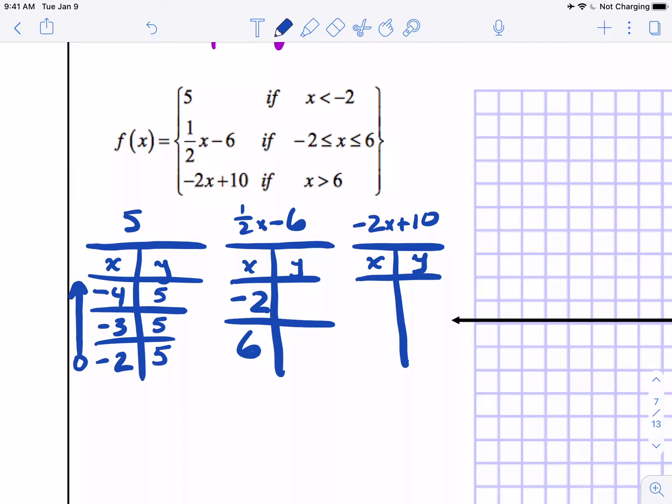To find the outputs, I could simply use my calculator or some mental math here, and plug these x values into the rule. For example, half of negative 2 would be negative 1, minus 6 would be negative 7. Half of 6 is 3, minus 6 is negative 3. These are both going to have normal endpoints, closed circles, whatever you like to call them, because each of these values is included.